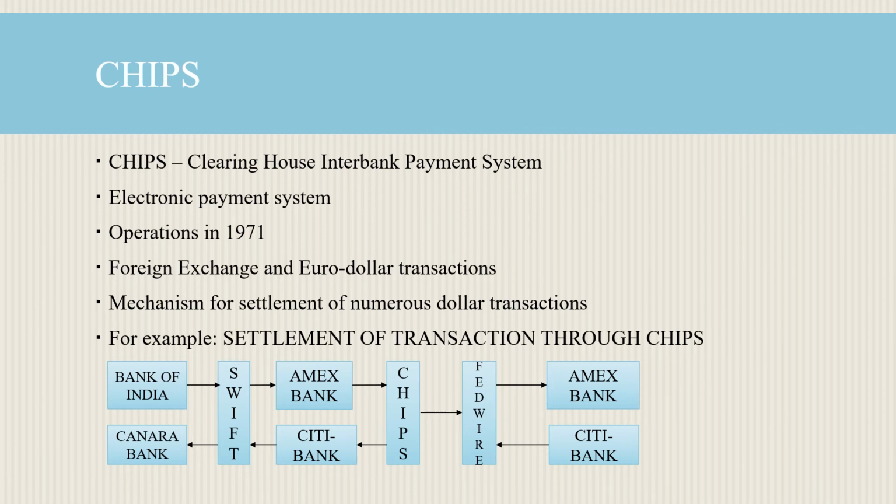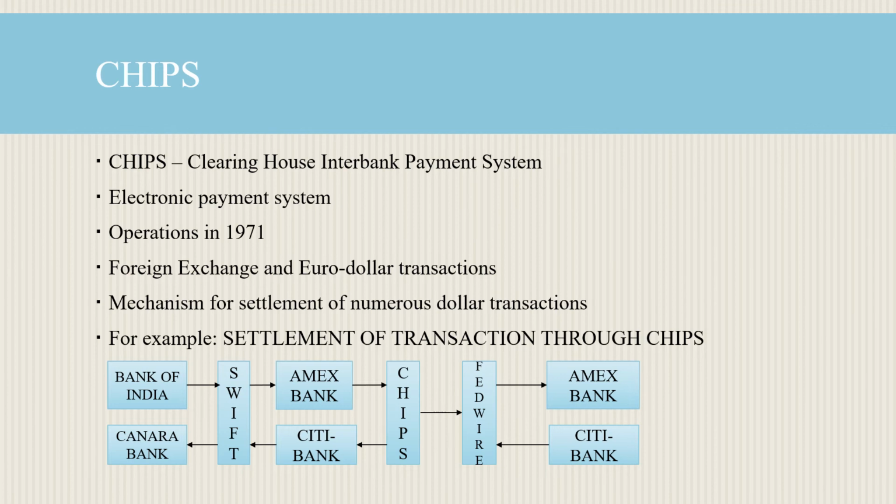So digitally it takes place. Here we have an example: Bank of India is maintaining a dollar account with MX Bank, New York. This Bank of India sells US dollar 1 million to Canara Bank. Canara Bank is maintaining a dollar account with Citibank. Now, how the settlement for the transaction is done using SWIFT and CHIPS, we'll be looking into.